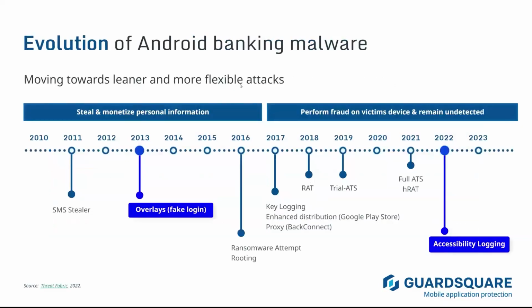If we take a closer look at the trends from app targeting malware, we'll see there's two main ways of attacking users: stealing and monetizing personal information, and a more recent trend of performing fraud on victims' devices. These are performed by exploiting Android services such as accessibility services and overlays.